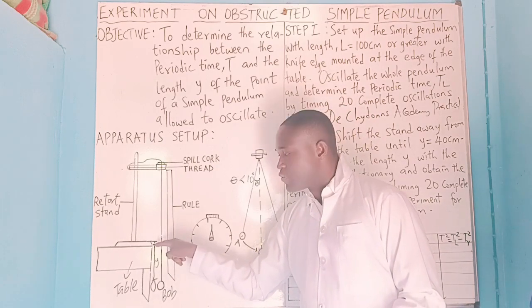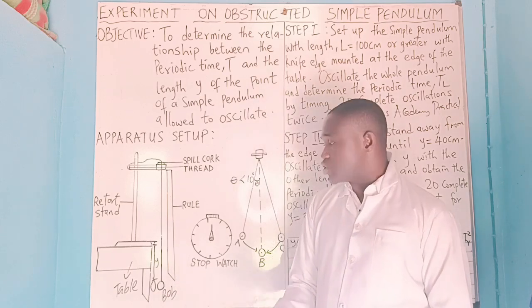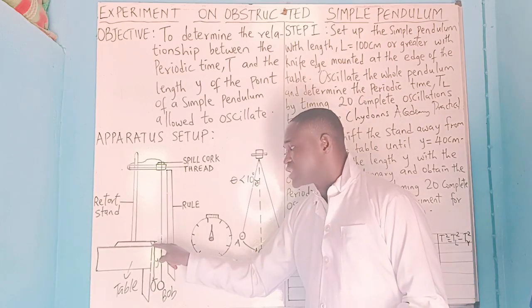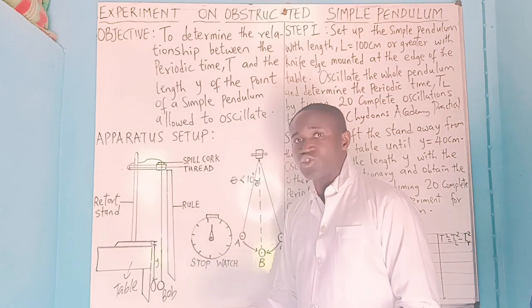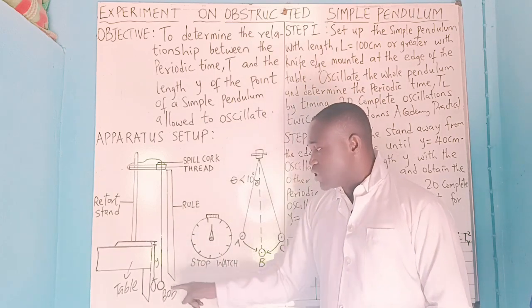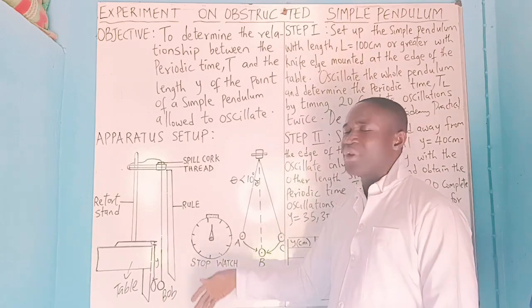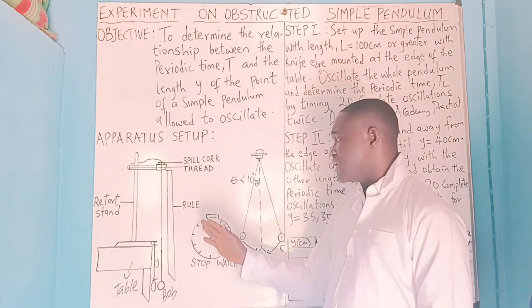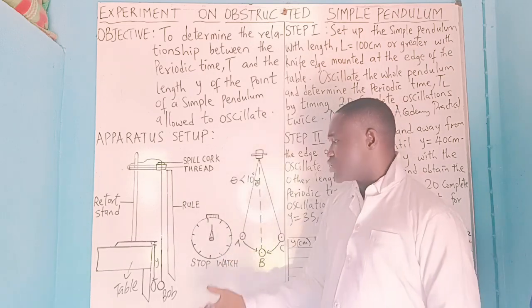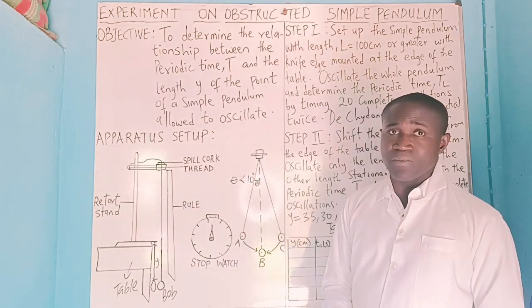At the clamping of this point, where we oscillate, I make sure that this thread is clamped tightly on this edge of the table, so as to enable this to oscillate perfectly. Are you getting it? So you have plenty of errors and precautions to talk about in this experiment. Now this is a stopwatch, and this is the extension diagram we talk about.